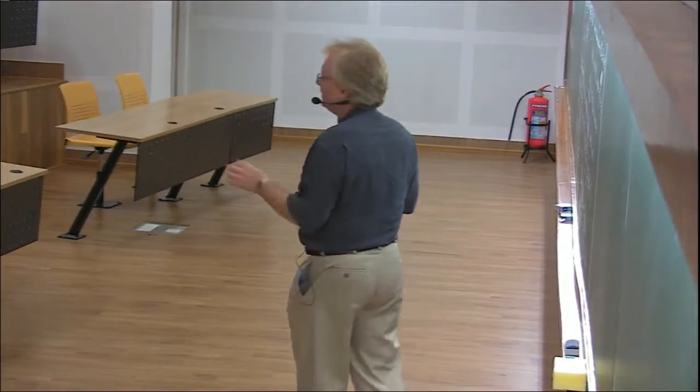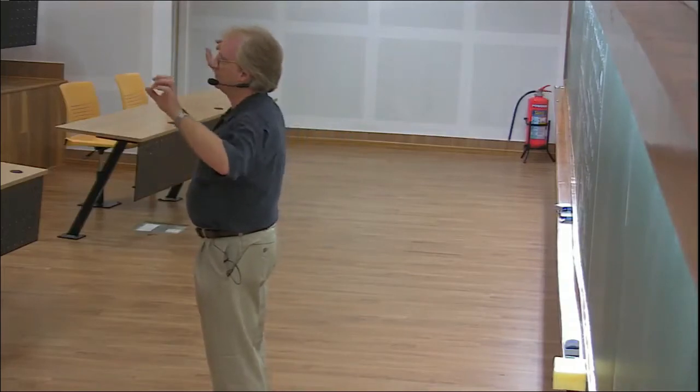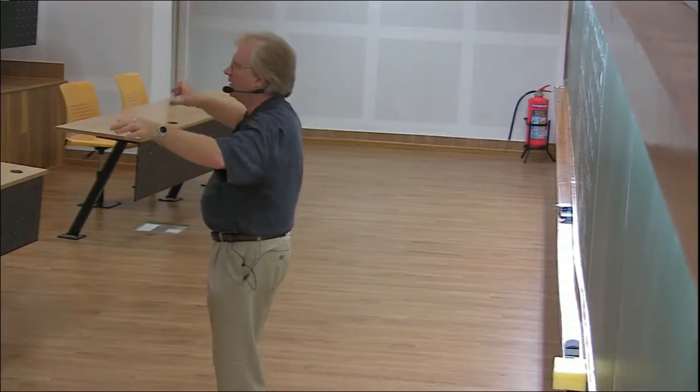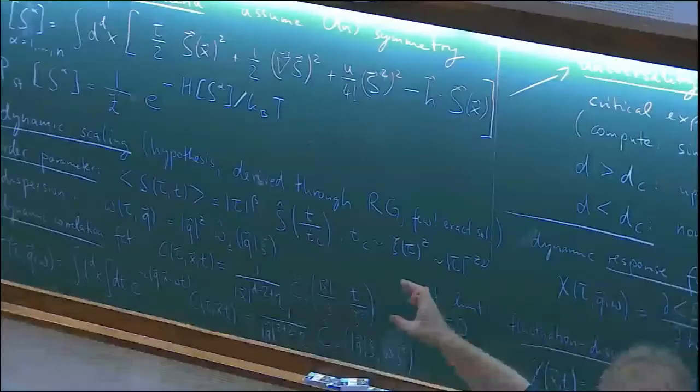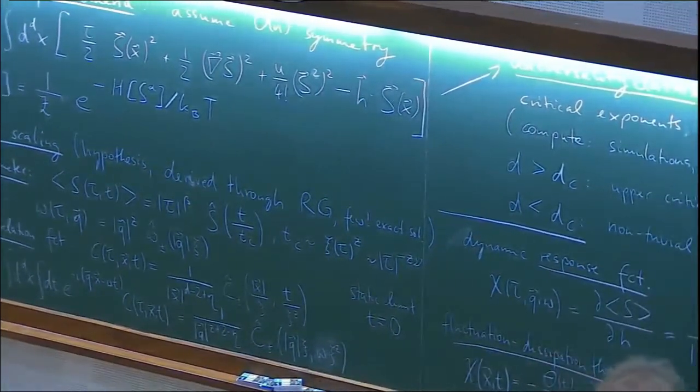That's because you're looking at equal time correlations. That's just the static limit. So once you have things at different times, you get dynamics in the game. But if I look at the same time, and I'm out there in equilibrium where things are time translation invariant, then that is the static limit.